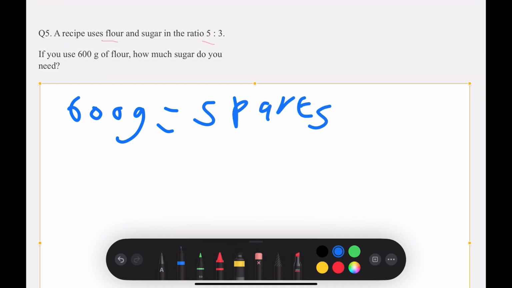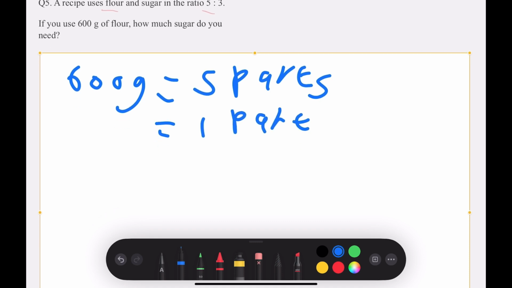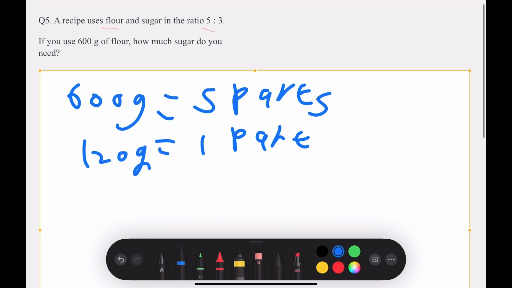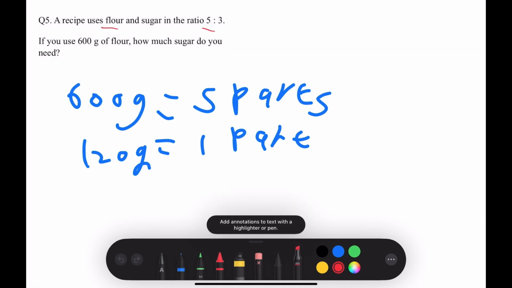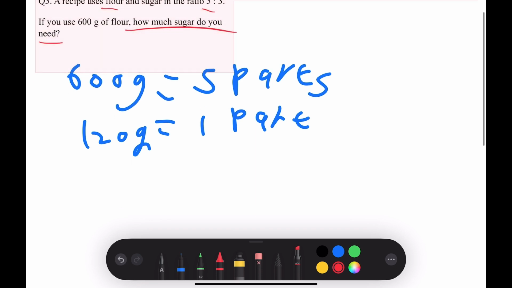But we want to work out how much 1 part is equal to. So we'll divide each side by 5, and 600 divided by 5 is 120. So 1 part is equal to 120 grams. But if we look back at the question, we want to know how much sugar do we need. So if you're in the exam, I would underline this after reading the question.